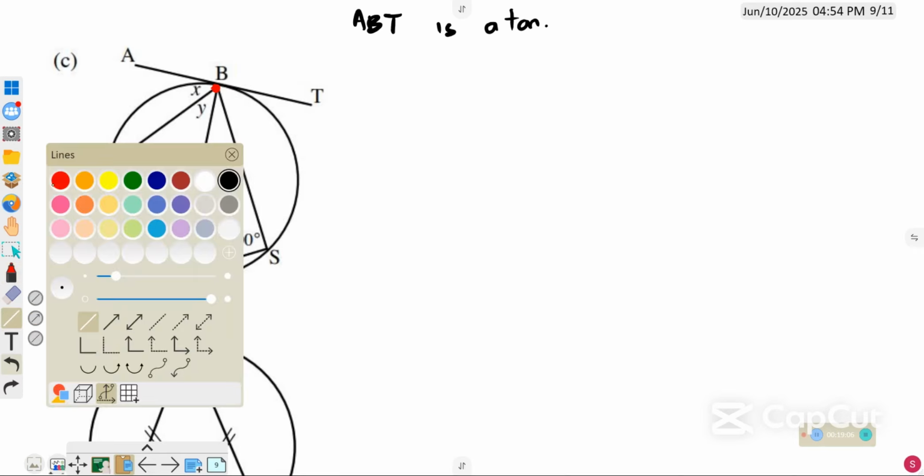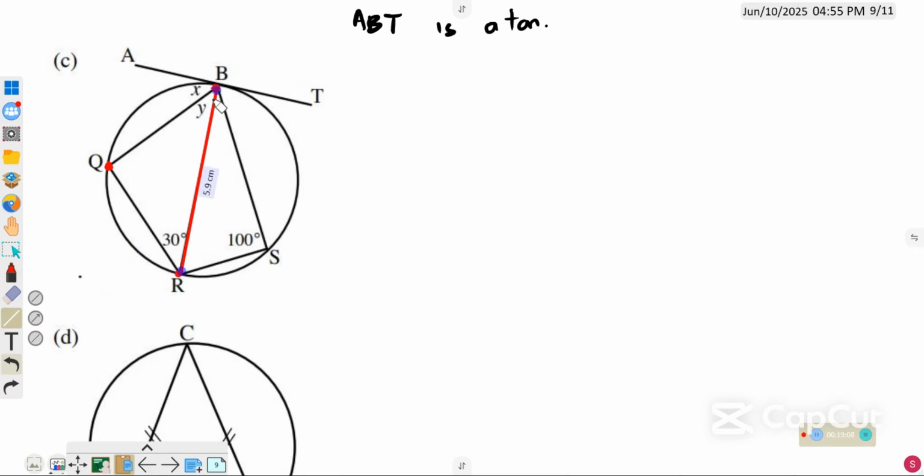It touches the circumference of the circle 3 times. So we can apply the Tan-Chord theorem. Remember, the Tan-Chord theorem says what? This angle right here, you skip that, should be equal to that. So x has to be equal to 30 degrees. Why? Because of the Tan-Chord theorem.